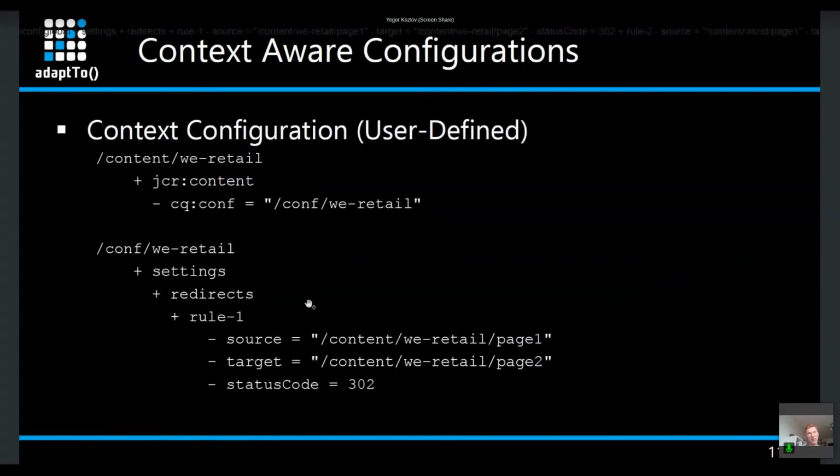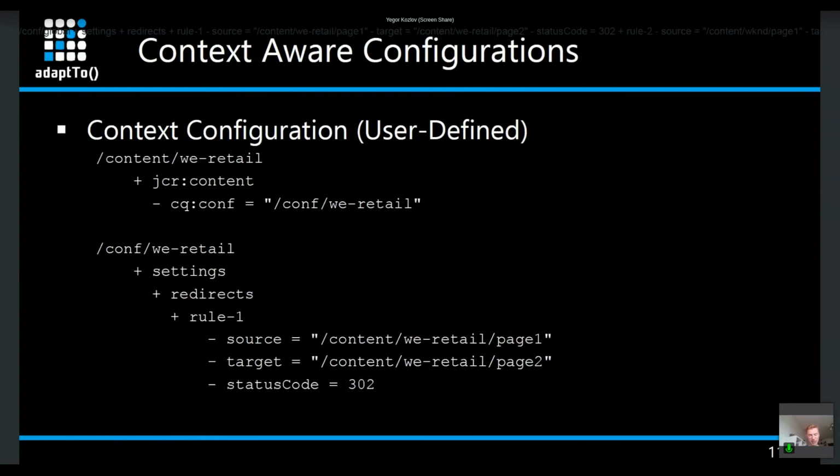Editing is no different from the default case. The only difference is that your redirects will be saved under a different path. Instead of /conf/global, it will be /conf/your-site. When evaluating requests, the tool will look up for a contextual property cq:conf, typically defined at site root level. And then it will check if configuration referenced by this property exists, and there is a redirect configuration in this root. And if it is so, then redirect manager will use contextual configuration. Otherwise, it will default to the default /conf/global configuration.